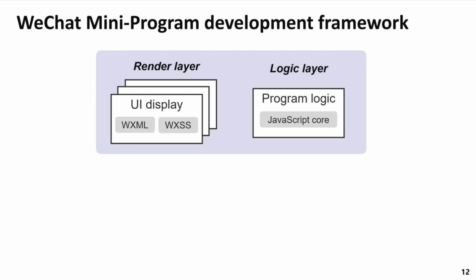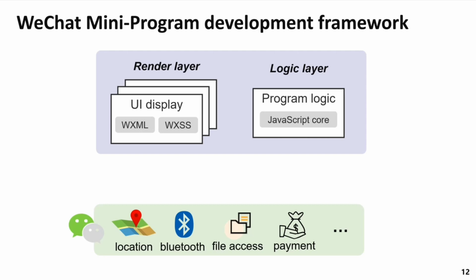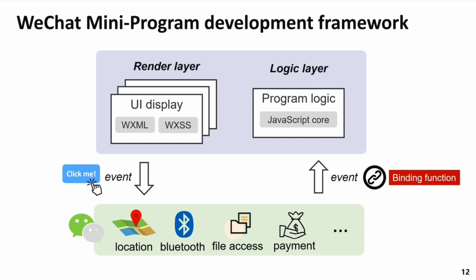The two layers run on two independent threads and communicate with each other through an asynchronous and event-driven mechanism. When an event happens in the render layer, it will trigger the corresponding binding function defined in the logic layer. The result will be transferred through communication, and the page will respond accordingly. The WeChat app also provides many native functions for mini program development, such as location, Bluetooth, file access, and payment.